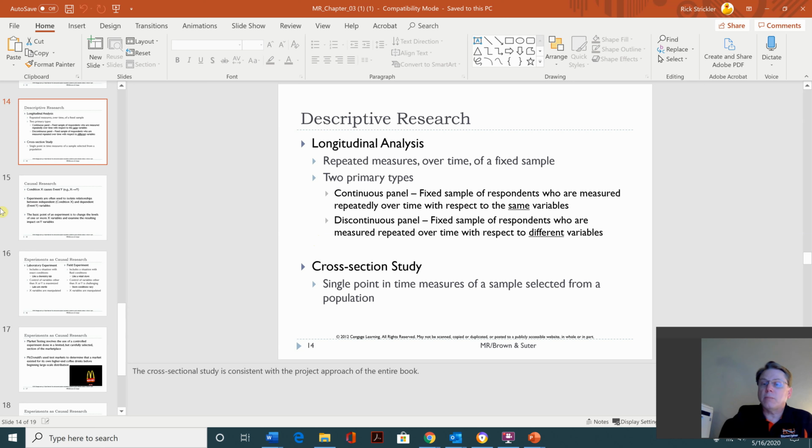Cross-sectional: a single point in time measures a sample selected from a population. So what's going on right now, that's all we care about. We don't care about before, we don't care about tomorrow, we just want to know right now what's going on. Okay.